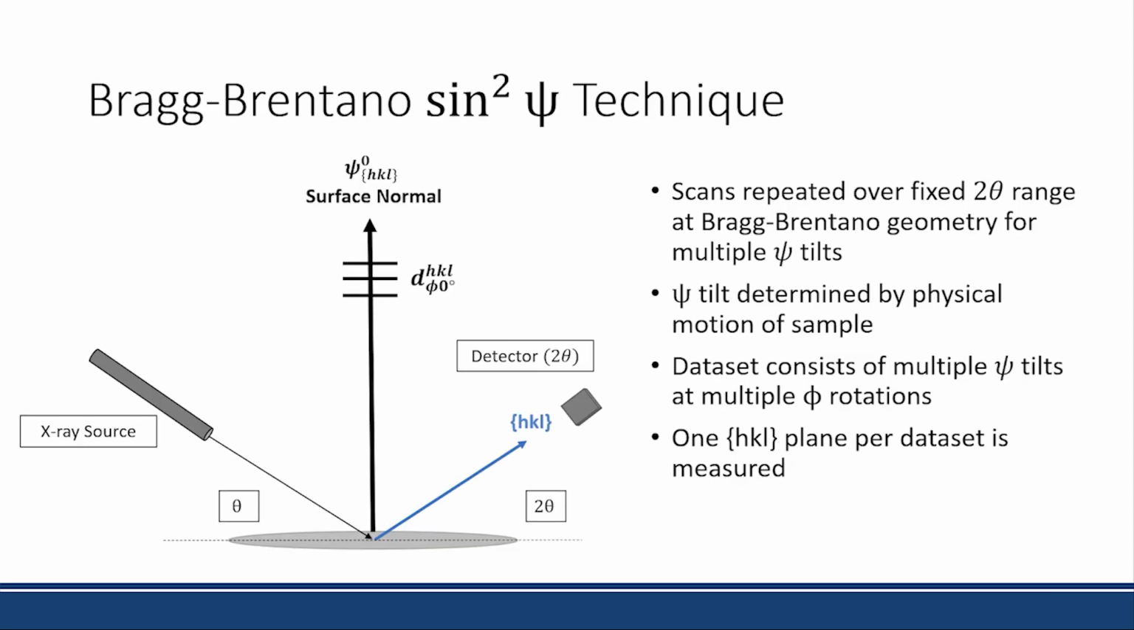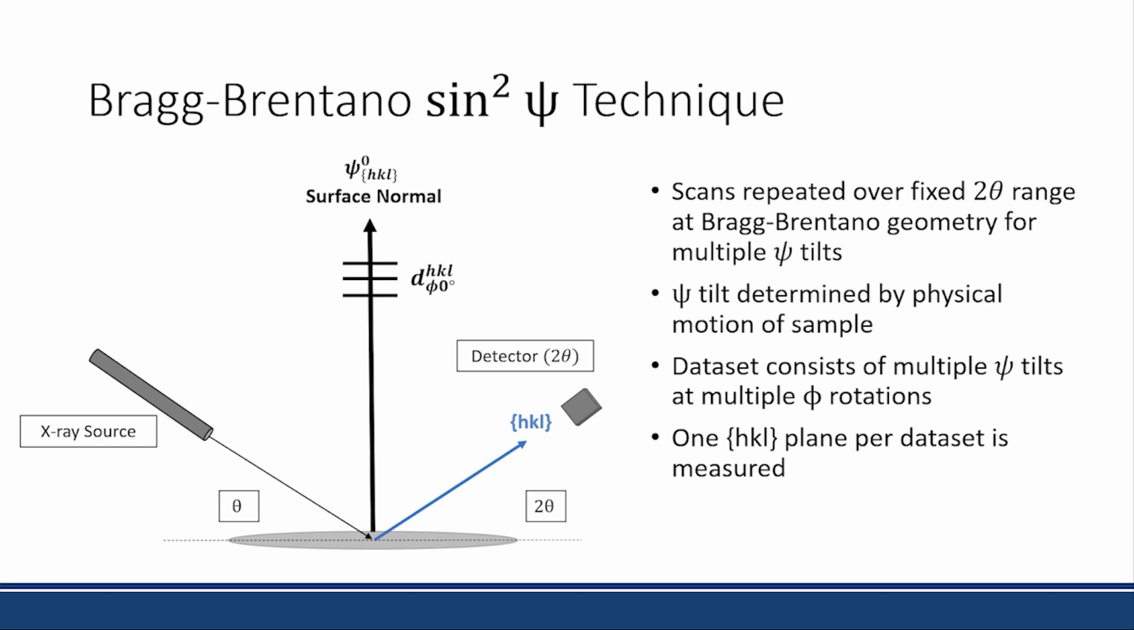There are a couple different ways. The first is to just use Bragg-Brentano geometry. In this particular technique, we're going to use a fixed 2 theta range to look at one single peak and then repeat that measurement multiple times at different rotational angles, and at each rotational angle at multiple psi tilt angles. So this kind of looks like this.